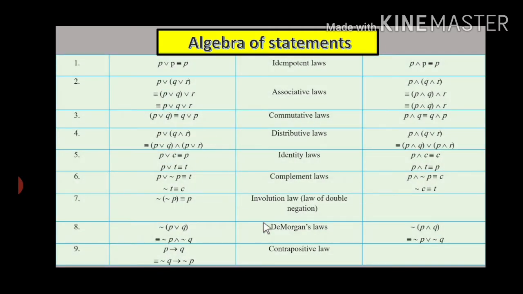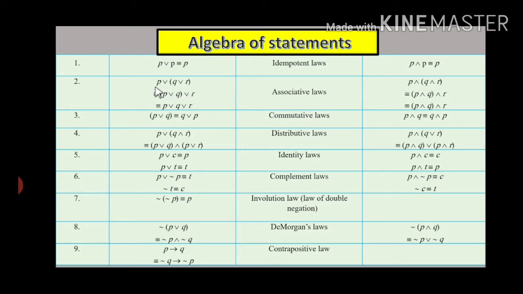See, here are the rules given. The first rule is P or P is equivalent to P. The same applies to the AND connective also. P and P is equivalent to P. This rule is known as the idempotent law.